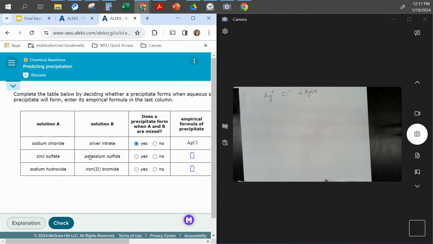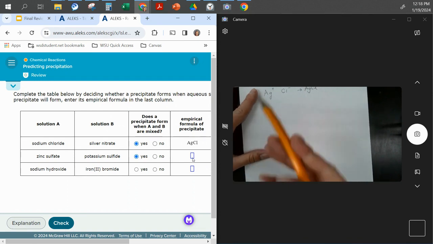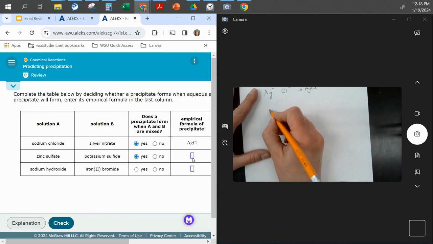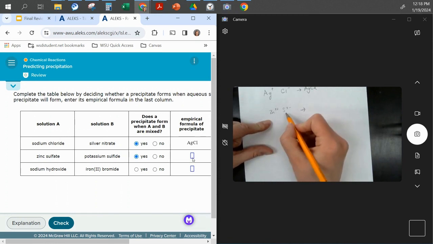Okay, next one is zinc sulfate and potassium sulfide. So zinc is gonna match up with sulfide. Potassium is gonna match up with sulfate. So let's do zinc sulfide first. So zinc, zinc, and then sulfide is here. Oh, great. No. Oh, that's oxygen. No. So yes, if it's not soluble on this sheet, then it's yes, the precipitate forms, and then we put that here. There can only be one. So we've got zinc is 2 plus, sulfide is 2 minus. So how many zincs to how many sulfides?